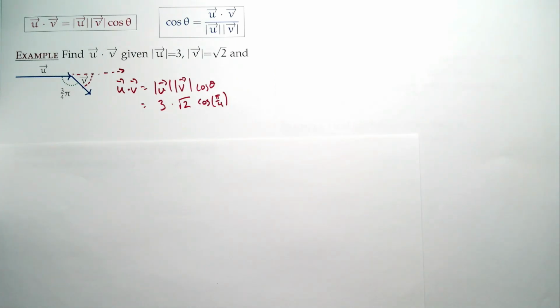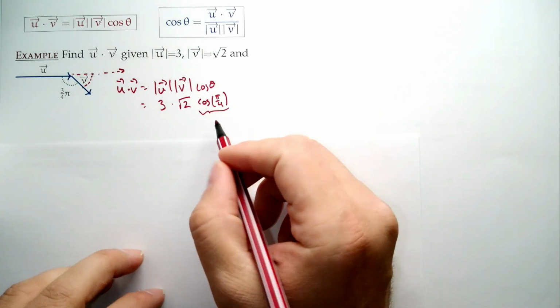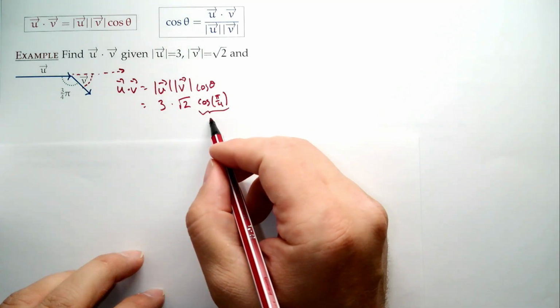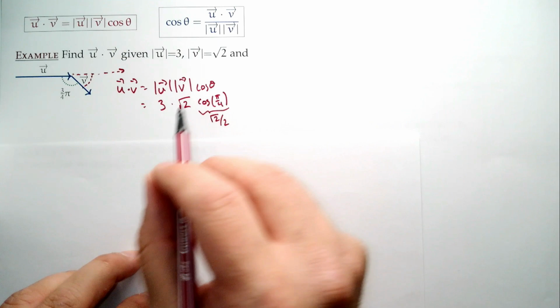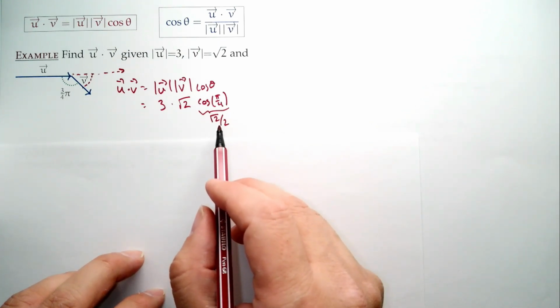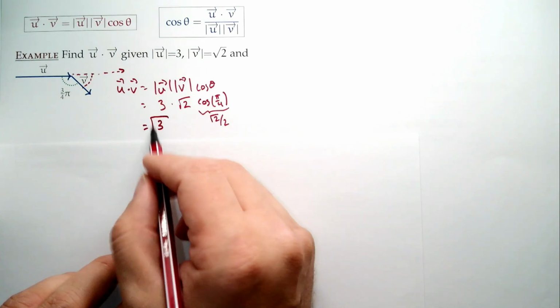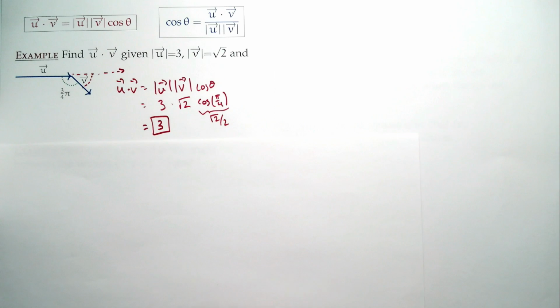What is the cosine of pi over 4, by the way? Square root of 2 over 2. And if you look, square root of 2 times square root of 2 over 2 becomes 1. Then you have the 3, so our final answer is 3. All right.